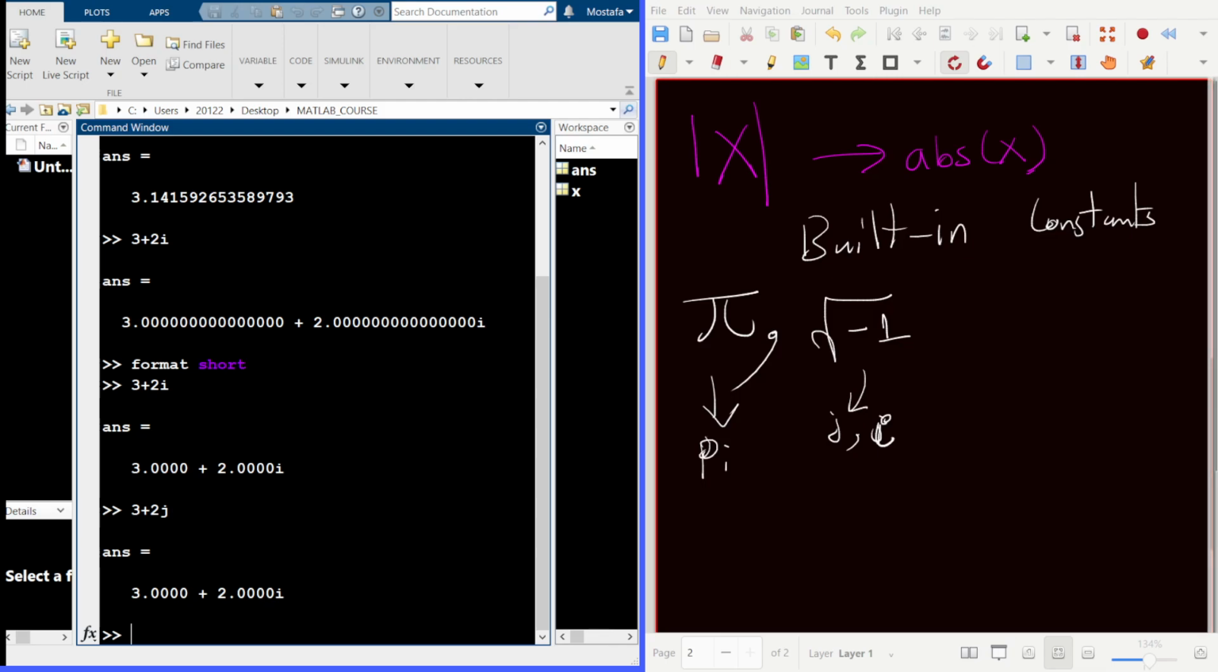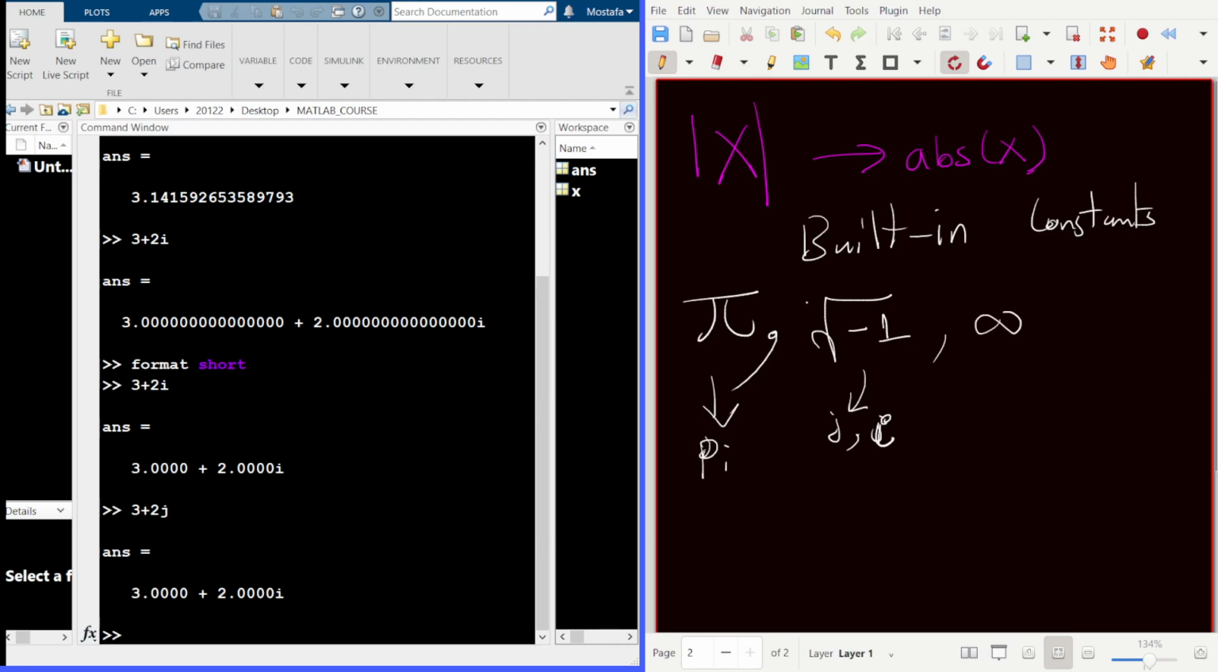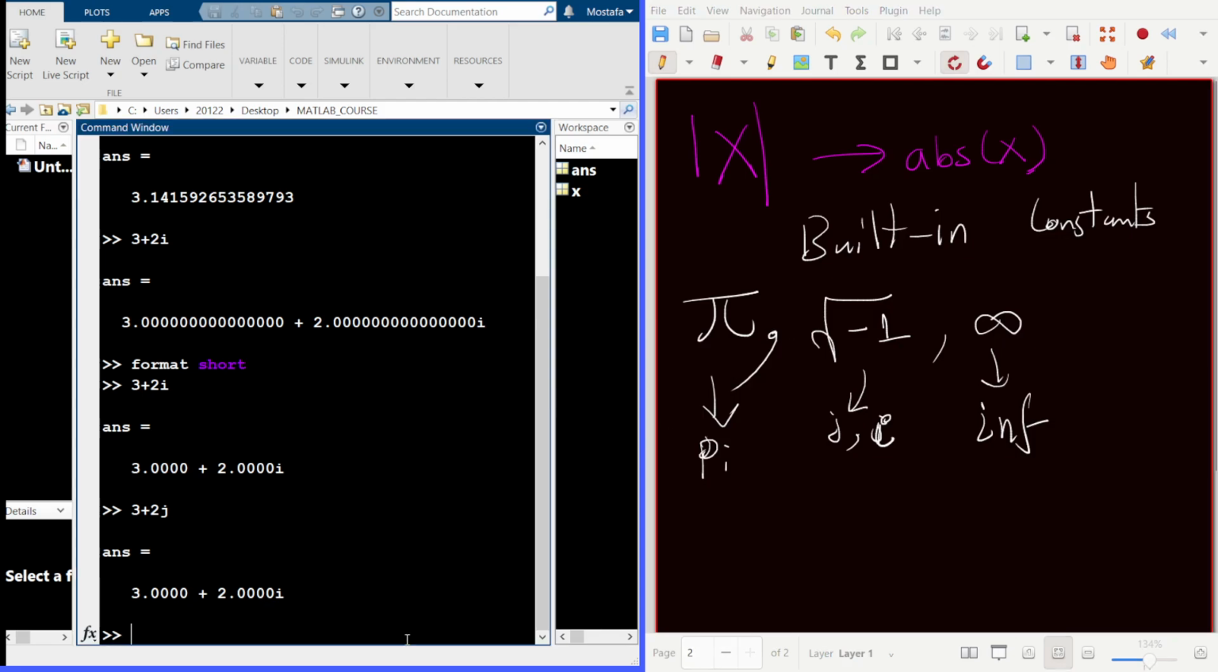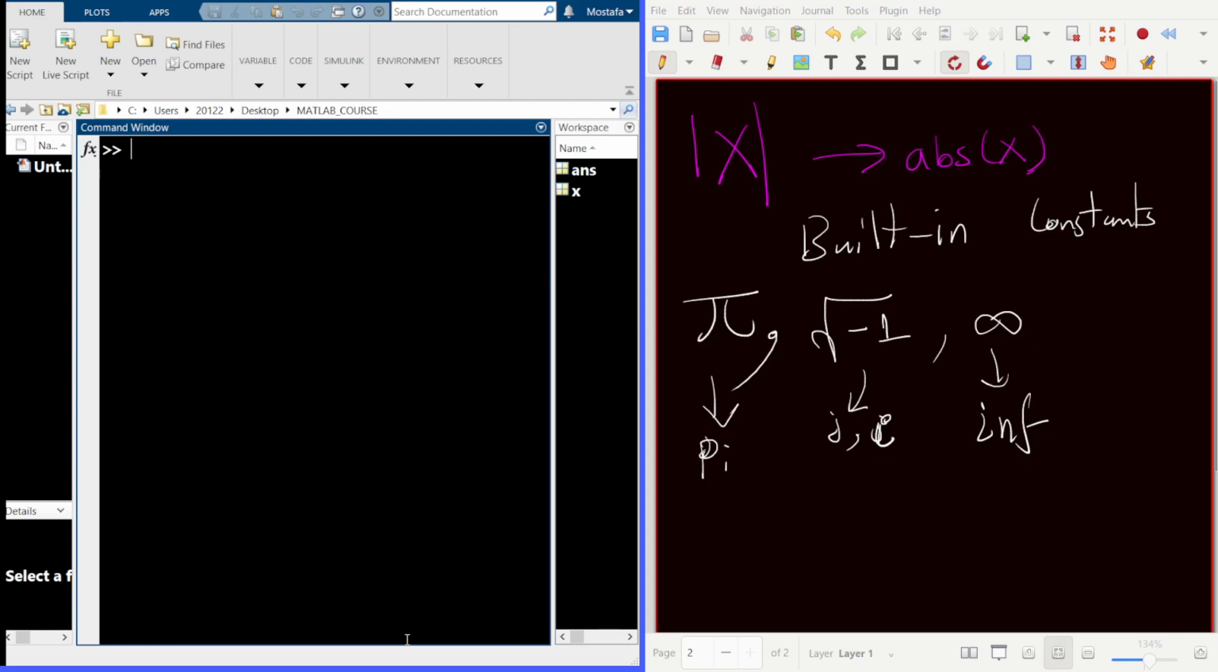Another built-in, I don't know if it's really correct mathematically to call this a constant, but infinity. And in MATLAB, infinity is Inf. And one way to see infinity coming out of MATLAB, again, let's clear the screen here, is when you divide a number that's non-zero by zero. So for example, 7 divided by 0, then MATLAB will give me Inf.